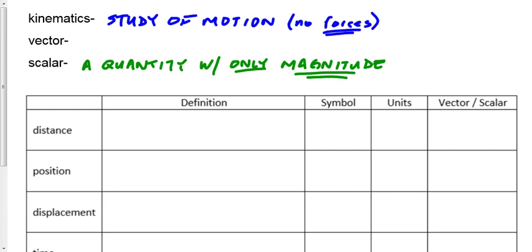If I'm moving on the highway at 100 kilometers per hour, the magnitude of my speed is 100 kilometers per hour. My mass is about 70 kilograms, so the magnitude of my mass is 70 kilograms, the amount of it, right? A vector, you told me, I think, is a quantity with magnitude and direction.